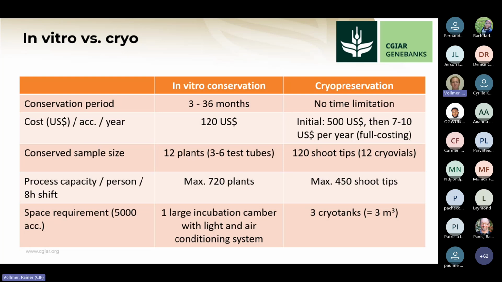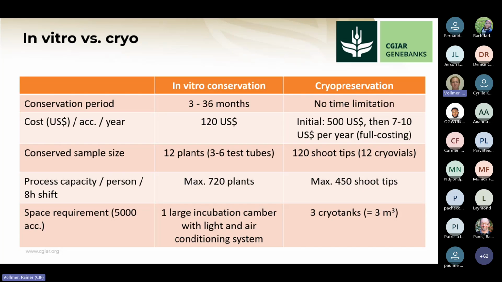The cost to conserve one accession for 1 year in vitro under our conditions is $120. And for cryo, also under the conditions of where I'm working, it is $500, an initial one-off cost, as it's a unique cost, but then year by year it's only $7 to $10. This means that after 7 years of conservation, cryopreservation is cheaper than in vitro conservation, but this depends on the place where you're doing cryo. It's only an example. Then also you maintain more plants in cryo.